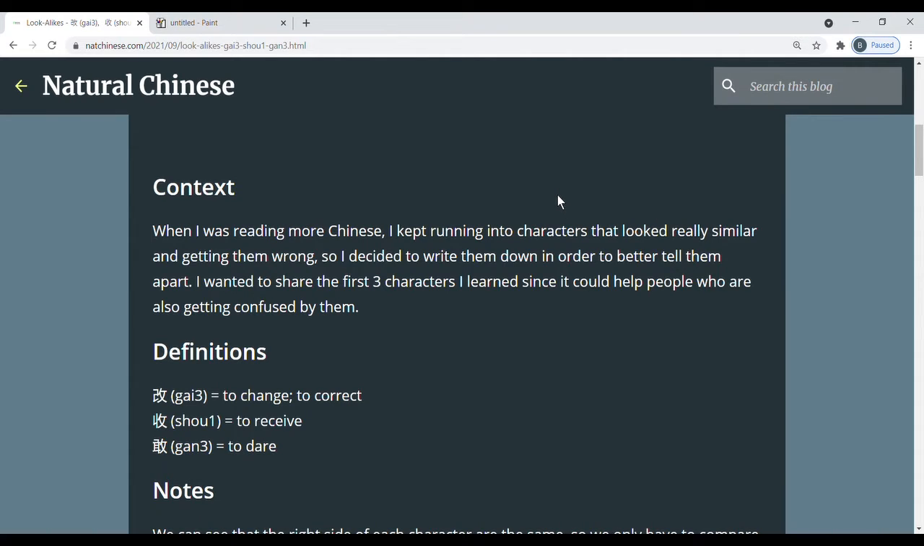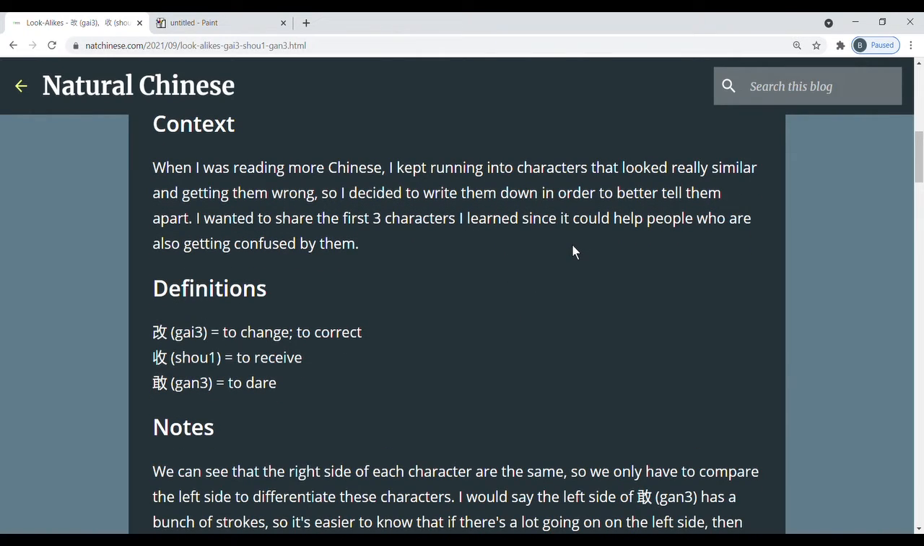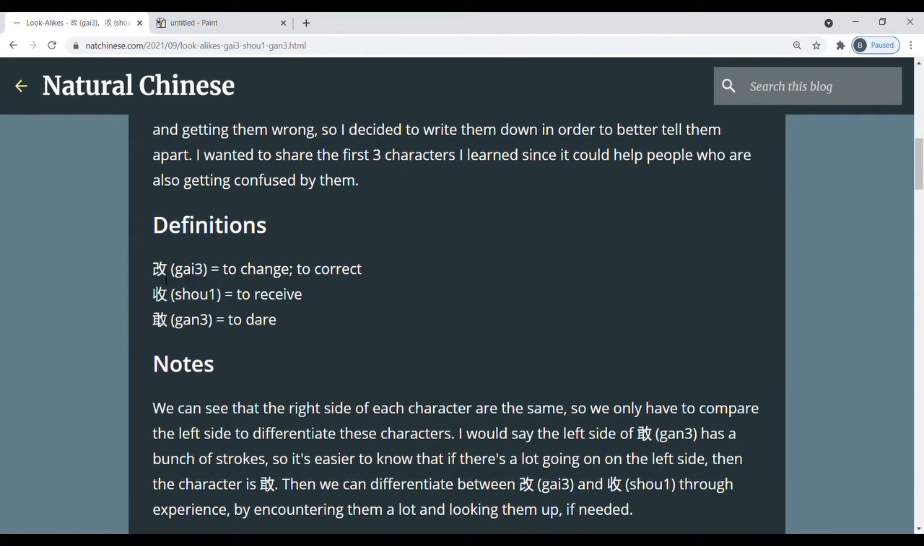So I wanted to share the first three characters I learned, since other people may also be getting confused by them. Our three words are gai, which means to change or to correct, shou, to receive, and gan, to dare. If you look at the three words here, the right side of each character is the same. So we only need to identify the left side of each character to identify which word it is.